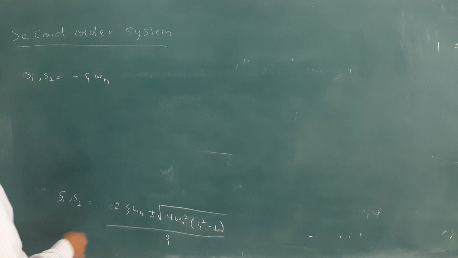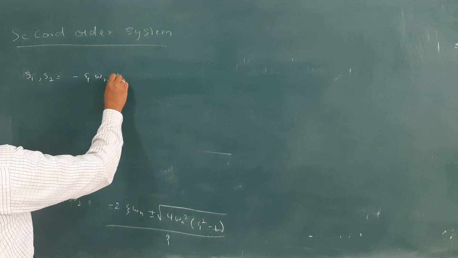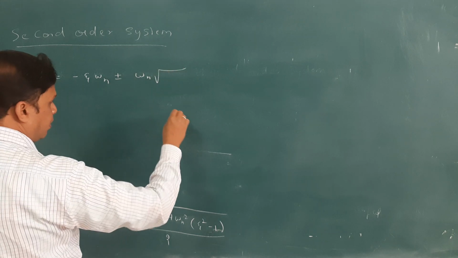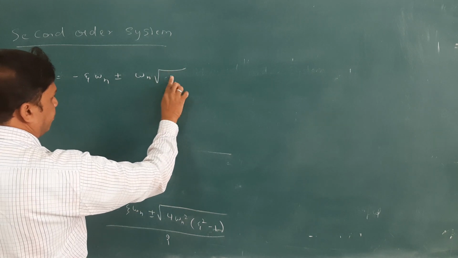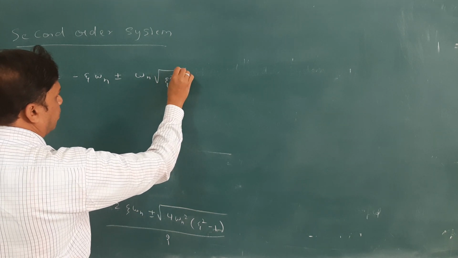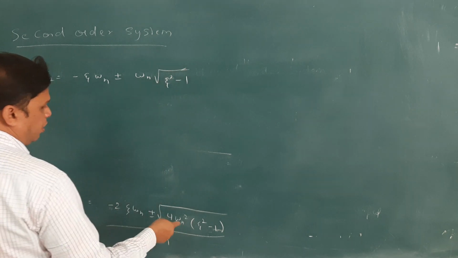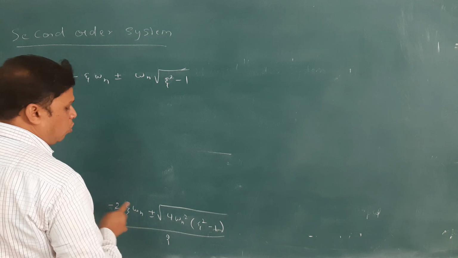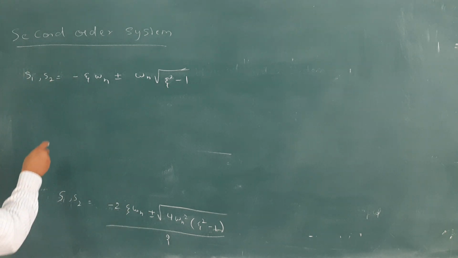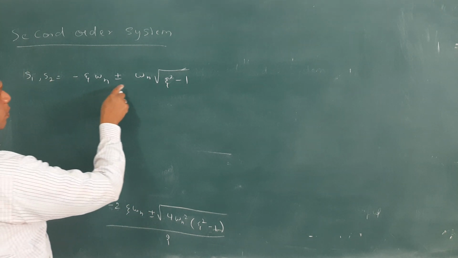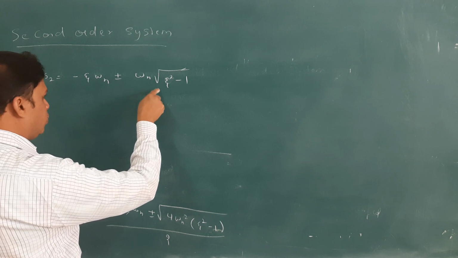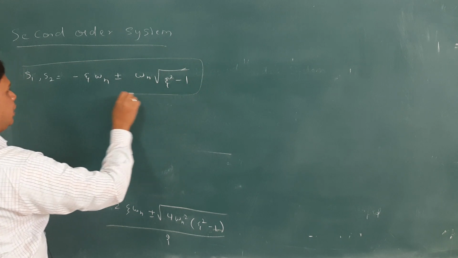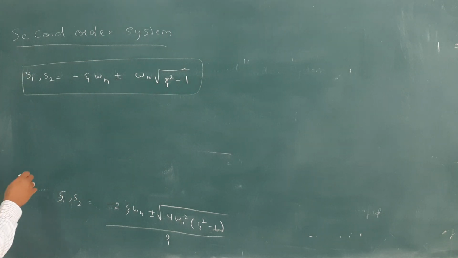Why? Because we are cancelling 2 here, plus or minus omega n into square root of zeta square minus 1. So 4, if you take it outside, becomes 2, and we take out the common factor and cancel the 2. So S1, S2 is equal to minus zeta omega n plus or minus omega n into square root of zeta square minus 1. These are the roots of the quadratic equation.